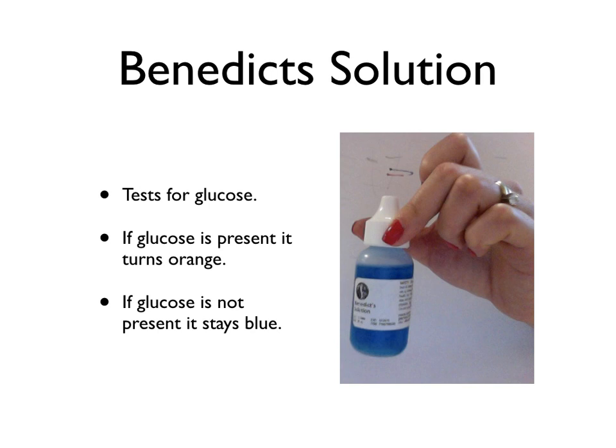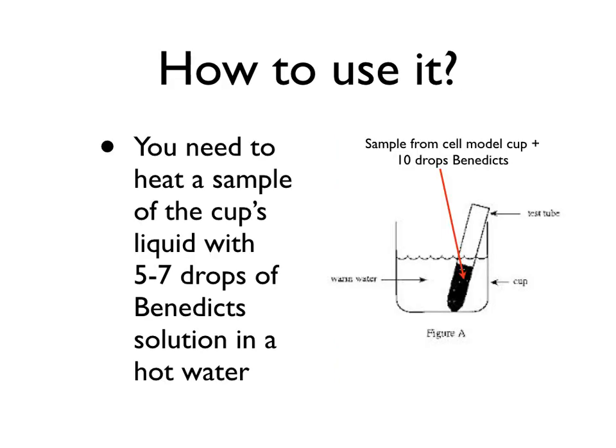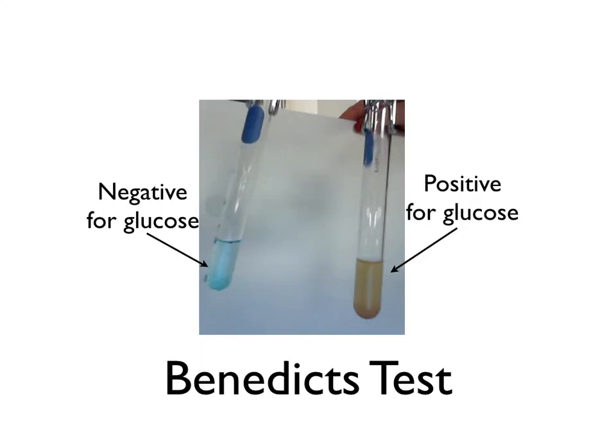Benedict's solution is something that can test for glucose. If glucose is present, it turns orange. If glucose is not present, it stays blue. For the test, we take a sample from the cup after 24 hours of water, and we put 5 to 7 drops of Benedict's solution into the test tube, and then we put it in a hot water bath. After some time, either the test tube is going to be blue, meaning there is no glucose, or it would be orange, which is a positive test for glucose.